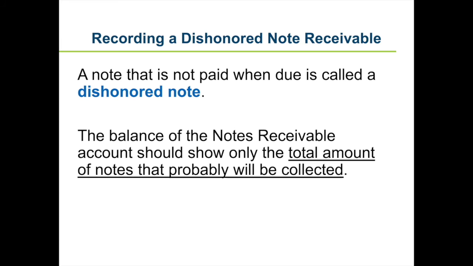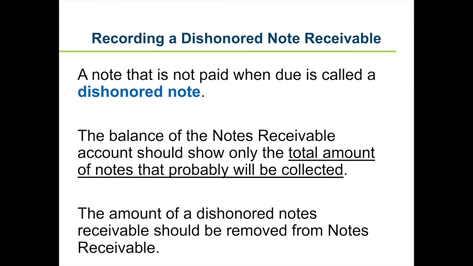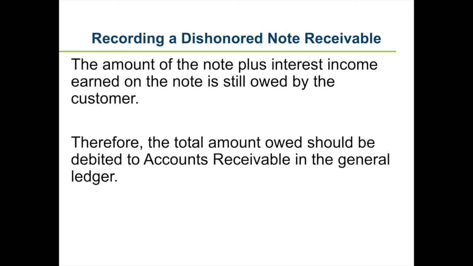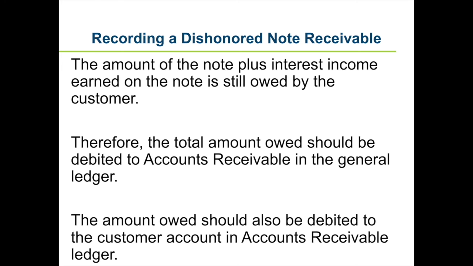The balance of the notes receivable account should show only the total amount of notes that probably will be collected. The amount of the dishonored notes receivable should be removed from the notes receivable. The amount of the note plus the interest income earned on the note is still owed by the customer. Therefore, the total amount owed should be debited to accounts receivable in the general ledger. The amount owed should also be debited to the customer's account in the accounts receivable ledger. This information may be important if the customer requests credit in the future or if collection is achieved later.